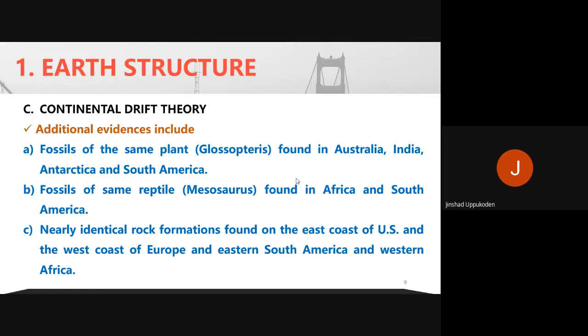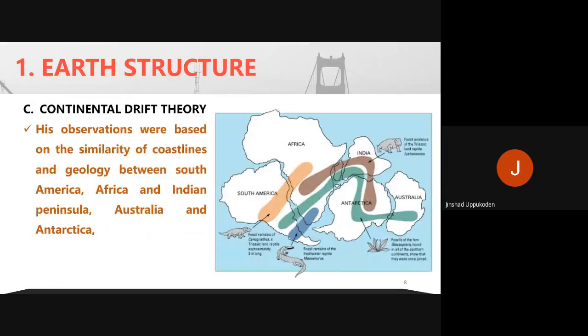The fossil of the same plant, Glossopteris, was found in Australia, India, Antarctica, and South America. The same plant fossils were recorded in all these places. The green areas here indicate where these fossils were found, and it was observed to be common in all these areas.